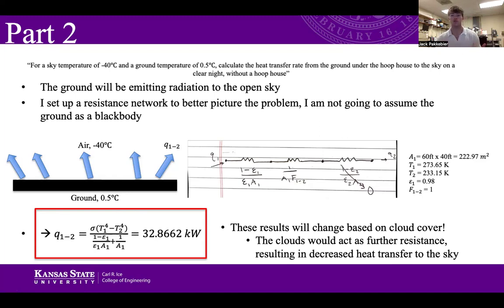If clouds were in the way or were interfering, so that there was a layer between the ground and the atmosphere, this would act as a further resistance, and this would result in decreased heat transfer rates to the sky.